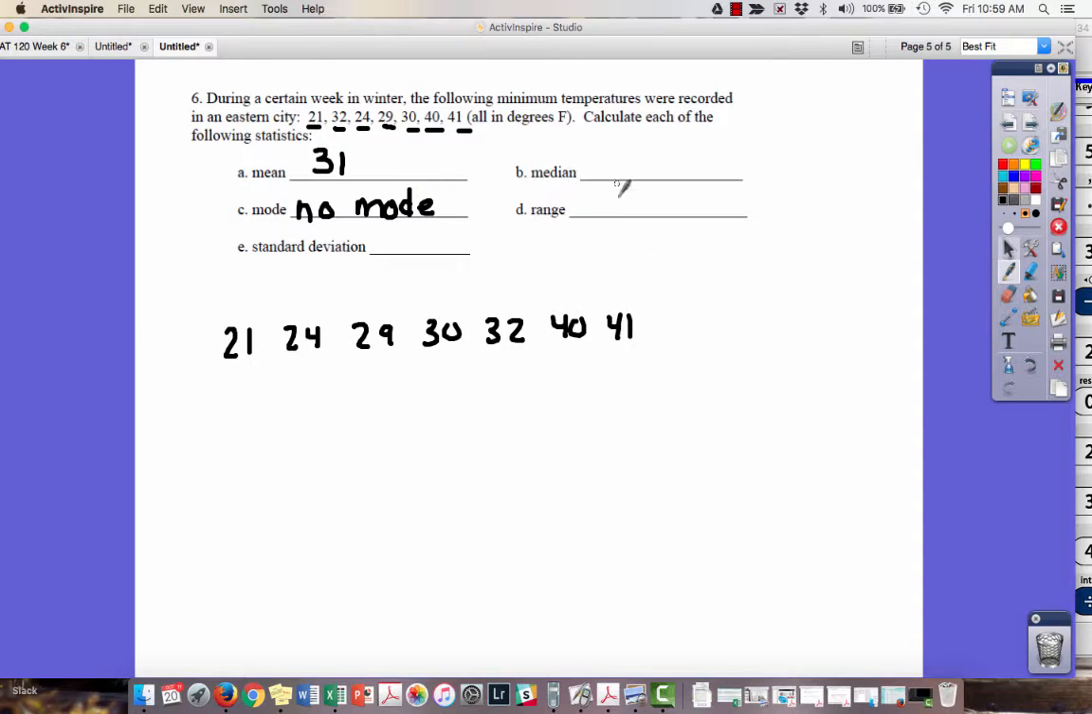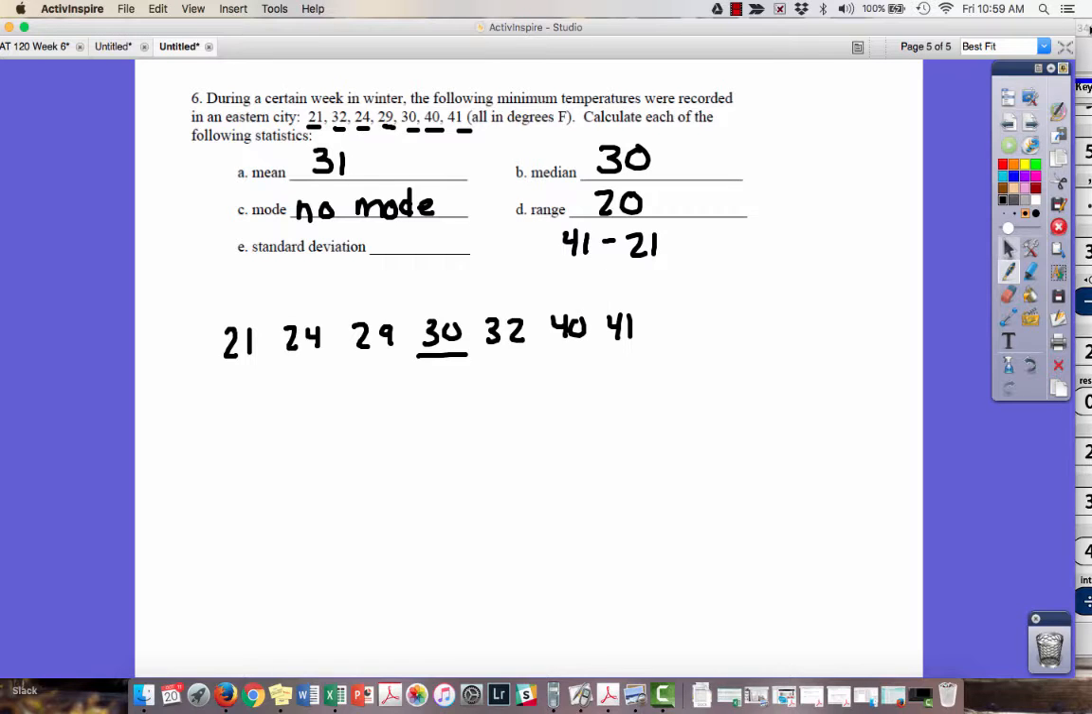Now the median, that's your middle number. We already put them in order, so your middle number is going to be 30 because there's 3 below and 3 above. Remember, it's the middle number, but they have to be in order. My range, that's your top number, so 41, minus your bottom number, 21. So there's a range of 20.